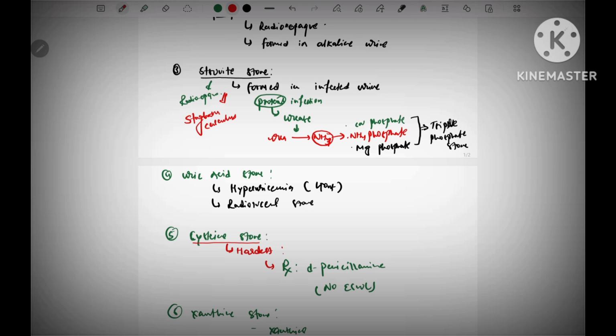Now let's talk about the causes of renal stone. As we can assume, the first cause is decreased water intake. If there is decreased water intake, then what happens? The crystallization, the supersaturation of the molecules, occurs very rapidly in the urine, due to which the stages of stone formation begin. Now, the second cause is infection.